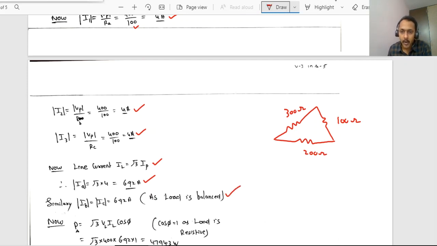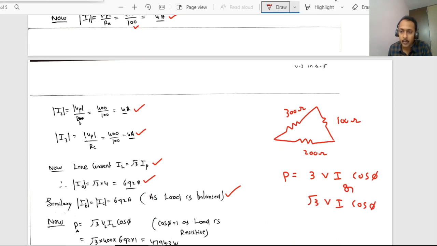Now what will be the power? I repeat again, we have already discussed in the star connection, power equals root 3 VI cos phi.